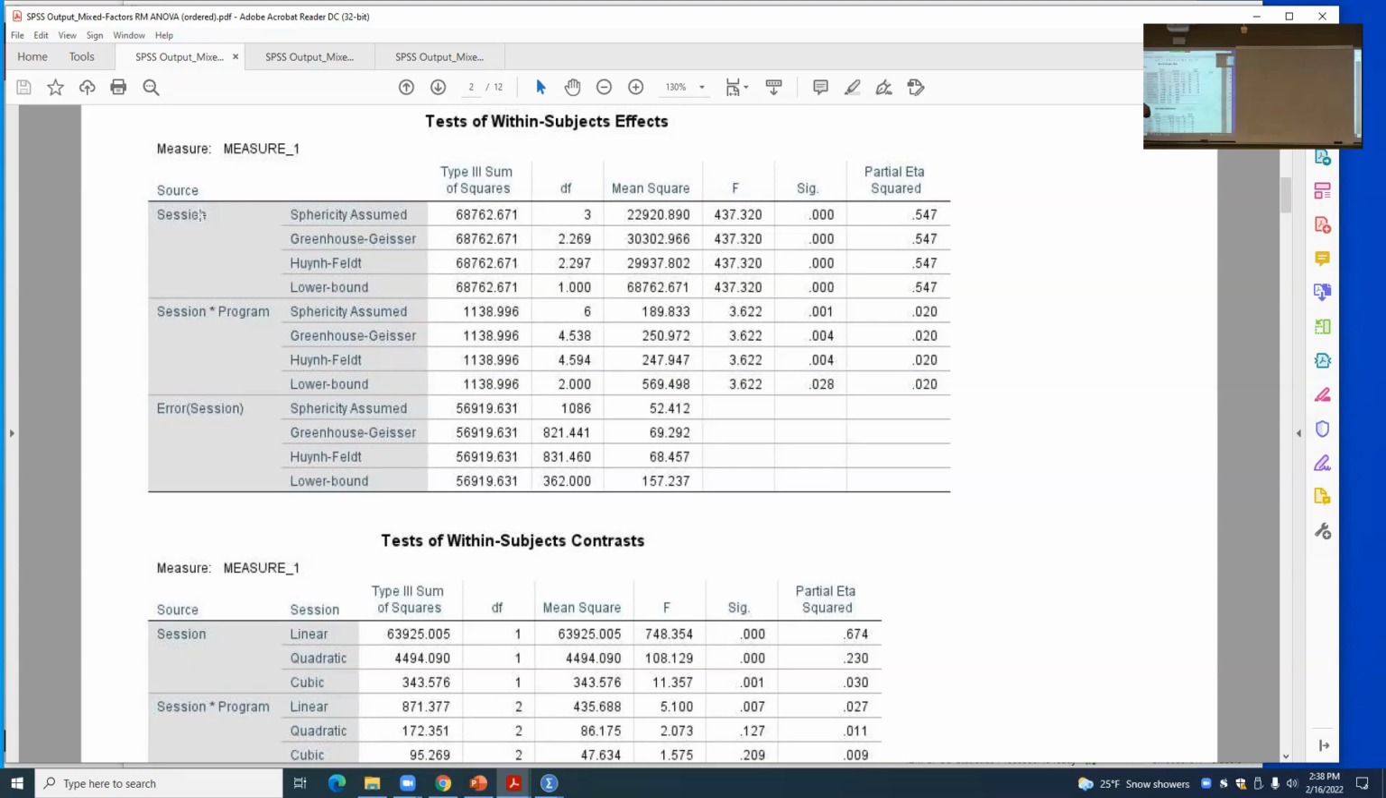How do I interpret that interaction effect? Amanda, you want to answer? Yes, yes. Anytime we see an interaction, we're saying that something is dependent on something else. In this case, what is this telling us?